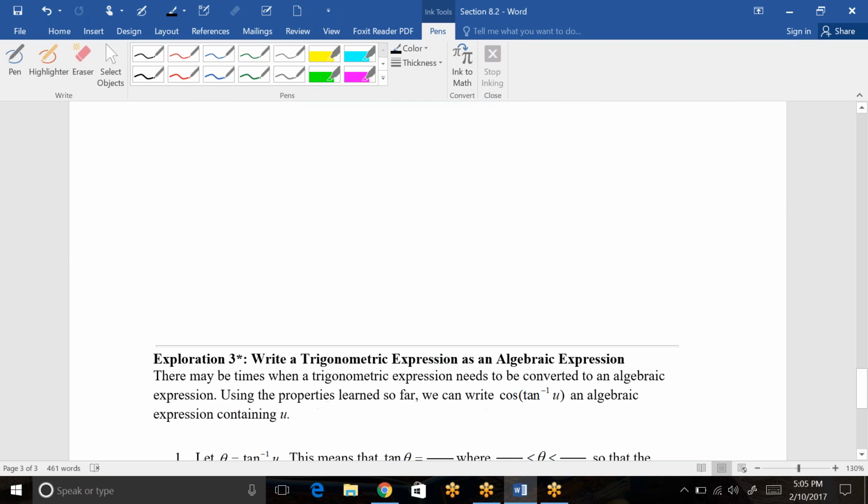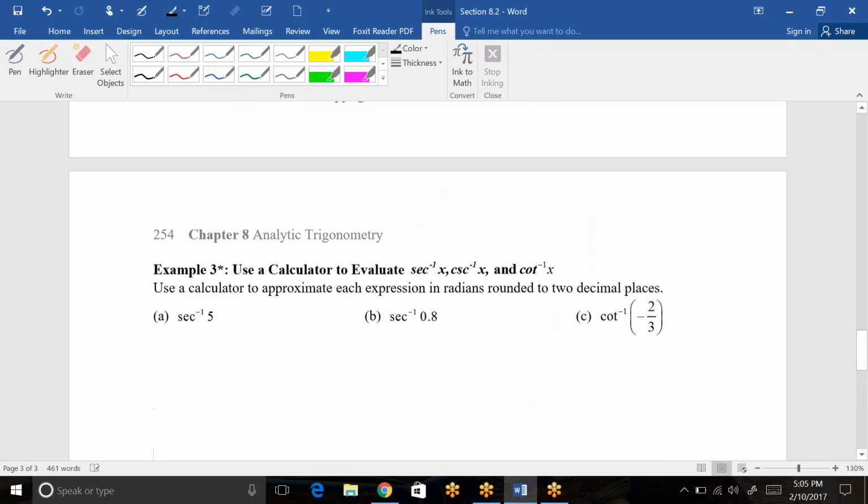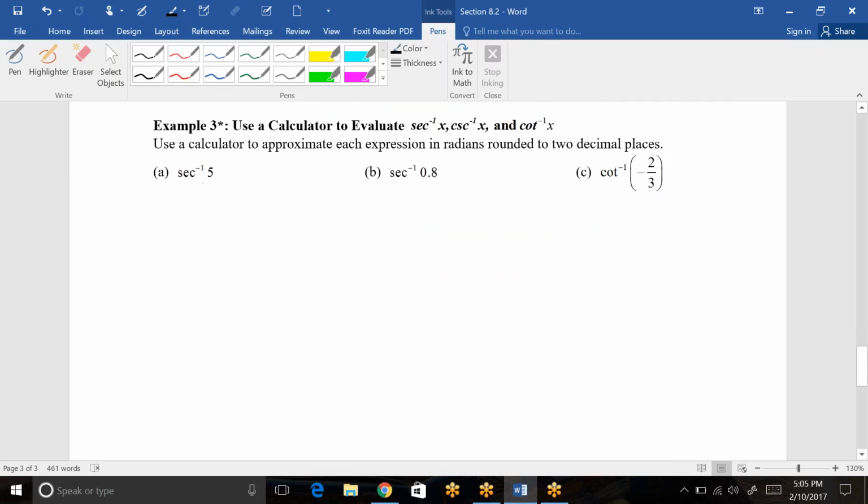So our last page is focused on two things. We're going to use the rules that we just came up with of how do I evaluate these to use our calculator for things that are not nice ratios of our unit circle values. Then we're going to come up with some properties for substitution at the very end. That's the last exploration. That's going to help you guys going forward into some of the new stuff coming up down the road. So let's look at these. It says use a calculator to approximate each expression in radians rounded to 2 decimal places.